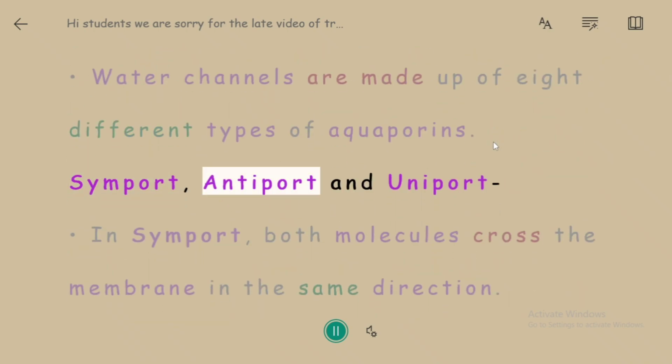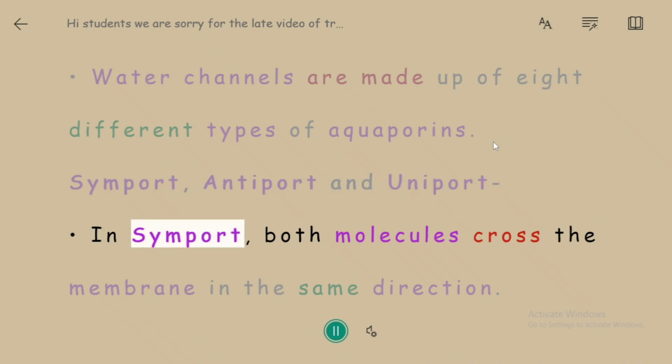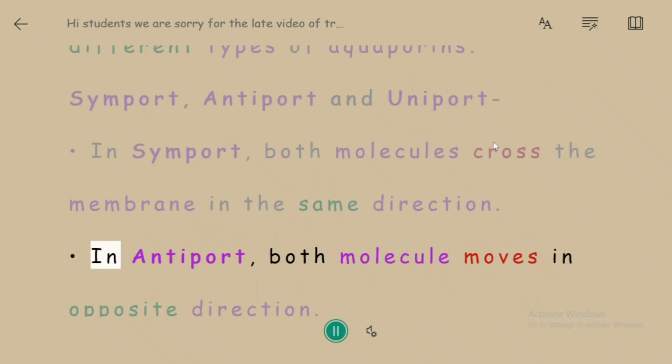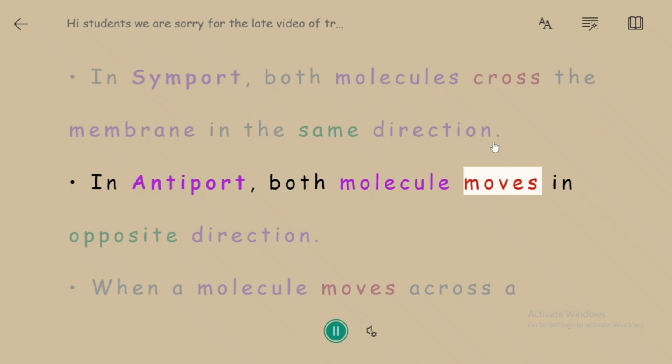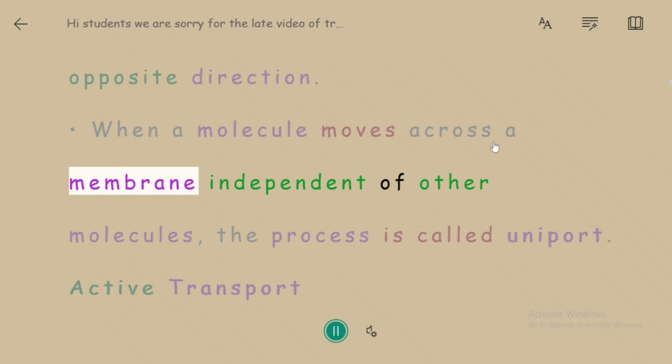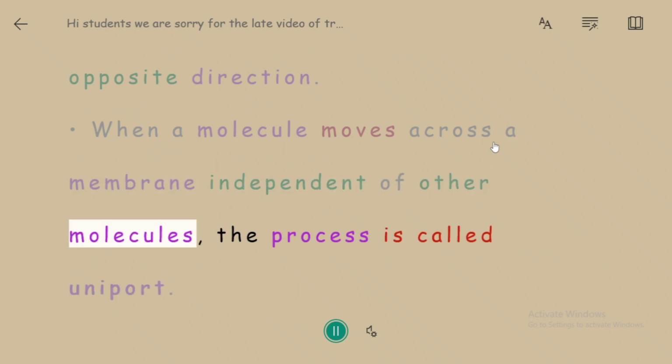Symport, antiport and uniport. In symport, both molecules cross the membrane in the same direction. In antiport, both molecules move in opposite directions. When a molecule moves across a membrane independent of other molecules, the process is called uniport.